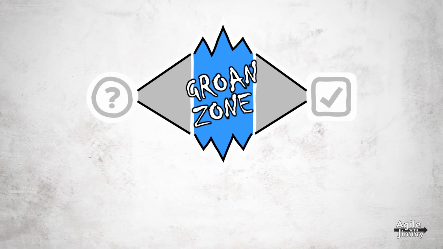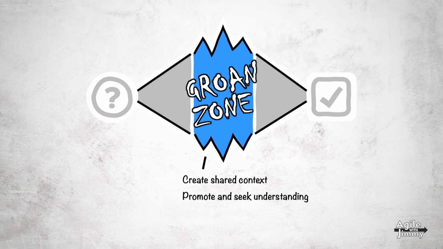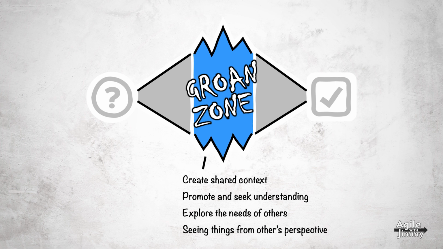When this happens, the group has established a shared framework of understanding, and the conversation naturally moves into the converge phase. Activities you might do here to help the group build a shared understanding are exercises that help to create a shared context, promote and seek understanding, explore the needs of others, build empathy, seeing things from others' perspective.